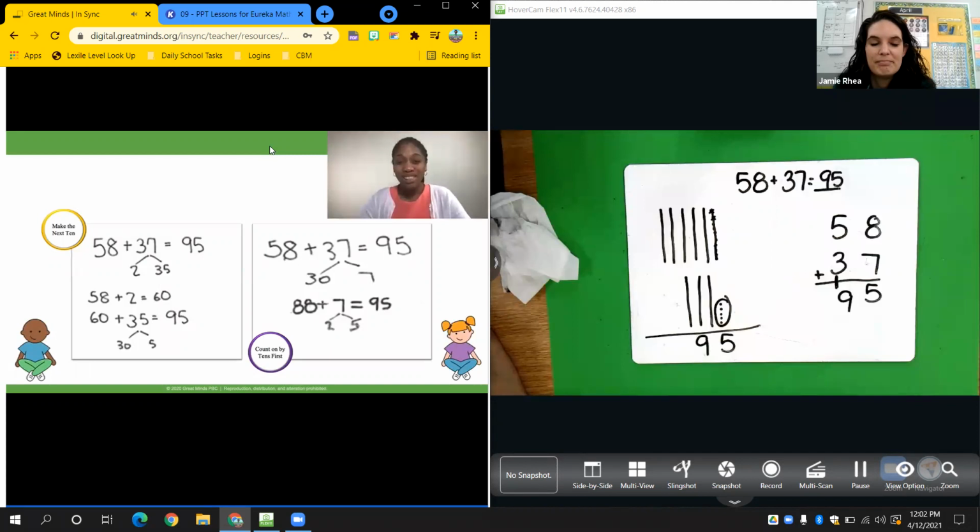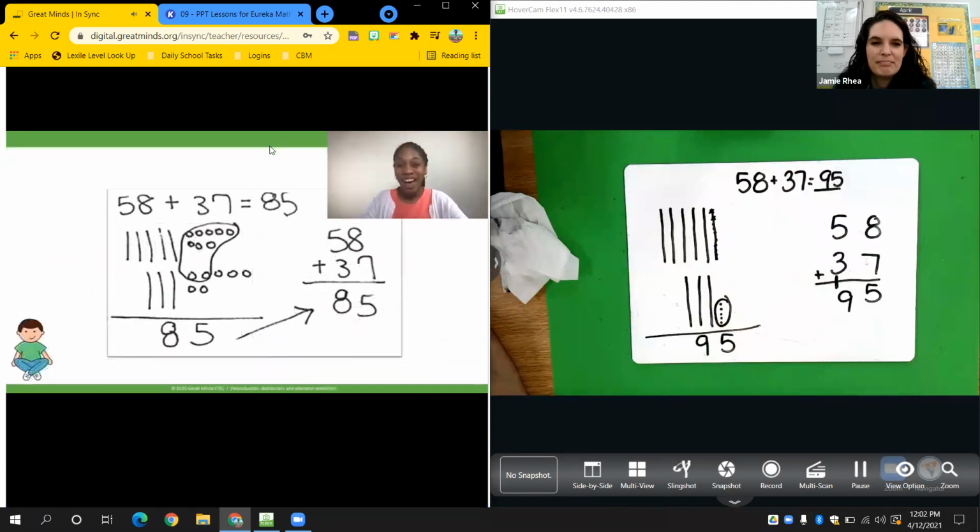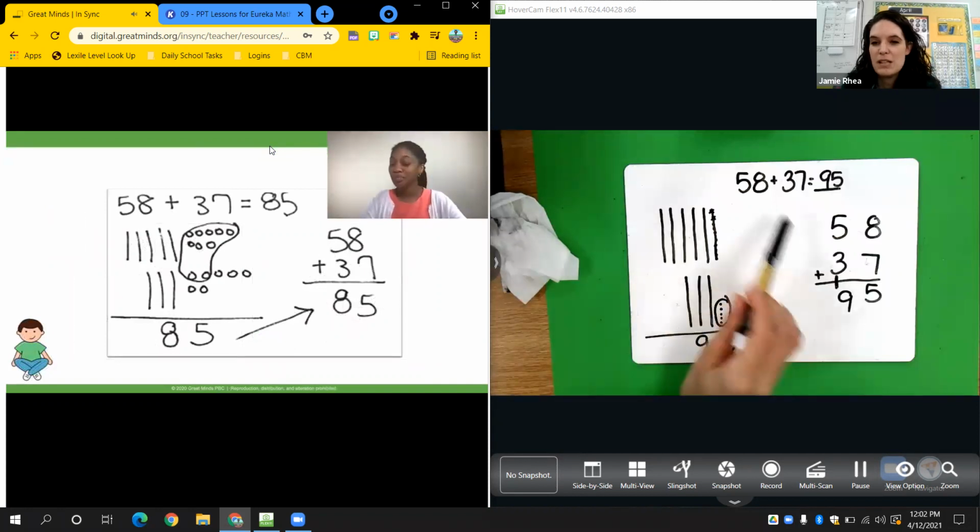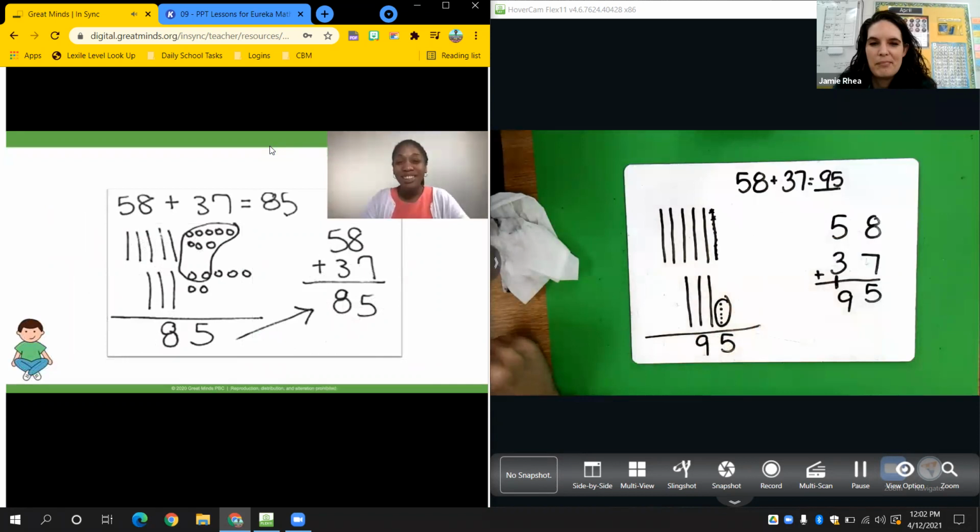Well, mathematicians, let's look at Ivan's work. What strategy did Ivan use to solve? Ivan used the same strategy I did, didn't he? It looks like Ivan used quick 10 drawings, and then he added his 10s with his 10s and his 1s with his 1s. Something's wrong though. I noticed that Ivan got an answer of 85 when we know the correct answer is 95.